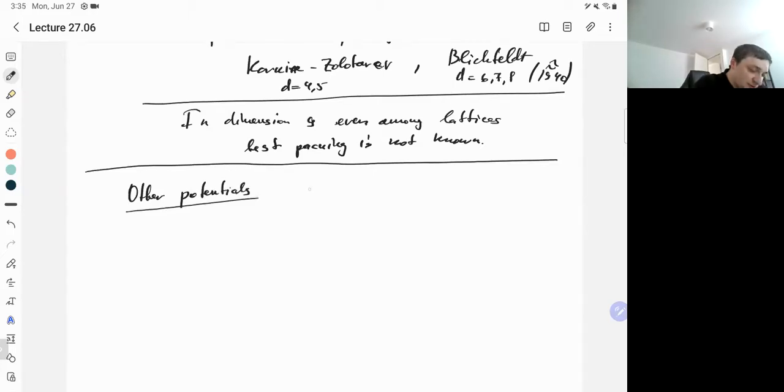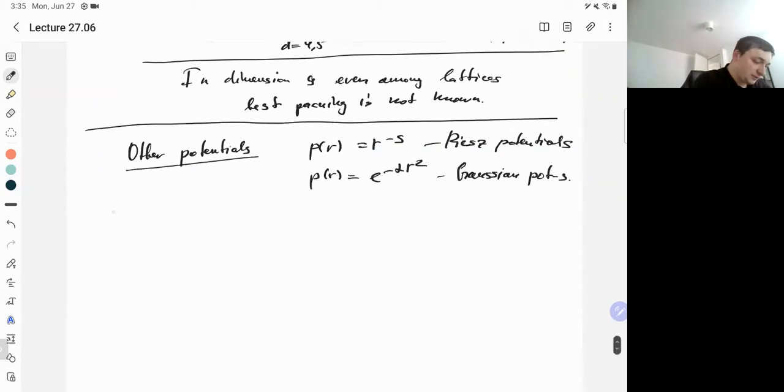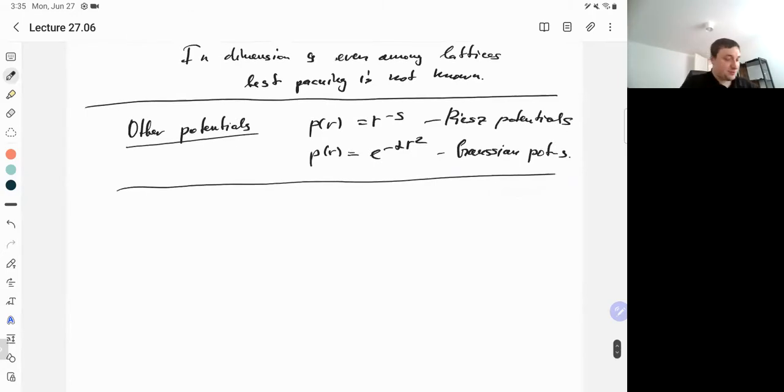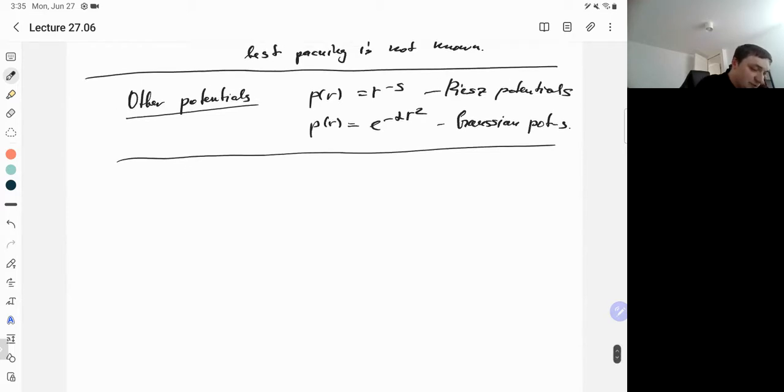and this is not a complete list, are the so-called Riesz potentials that you've heard a lot about today, and also Gaussian potentials. And for these potentials, the problem is even worse in the sense that, until recently, the only case where we knew optimizers for these potentials was in dimension 1. So let me explain a little bit of what is known.